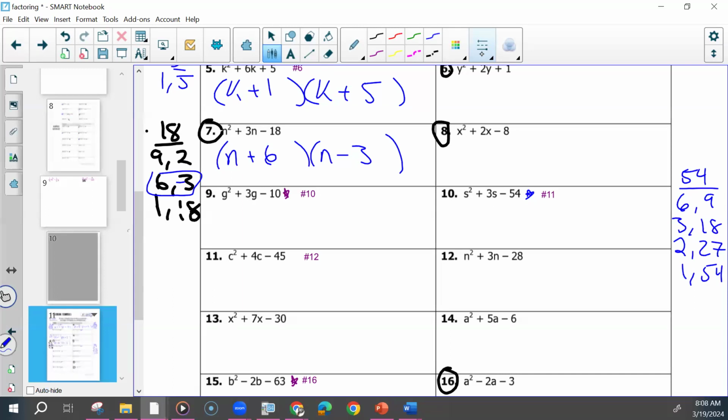So then of those, we have to make one of them negative. Which pair could we make one of them negative to add or subtract to be positive 3? 6 and 9, which one would be the negative? So then the two factors will look like what? S minus 6 and S plus 9.